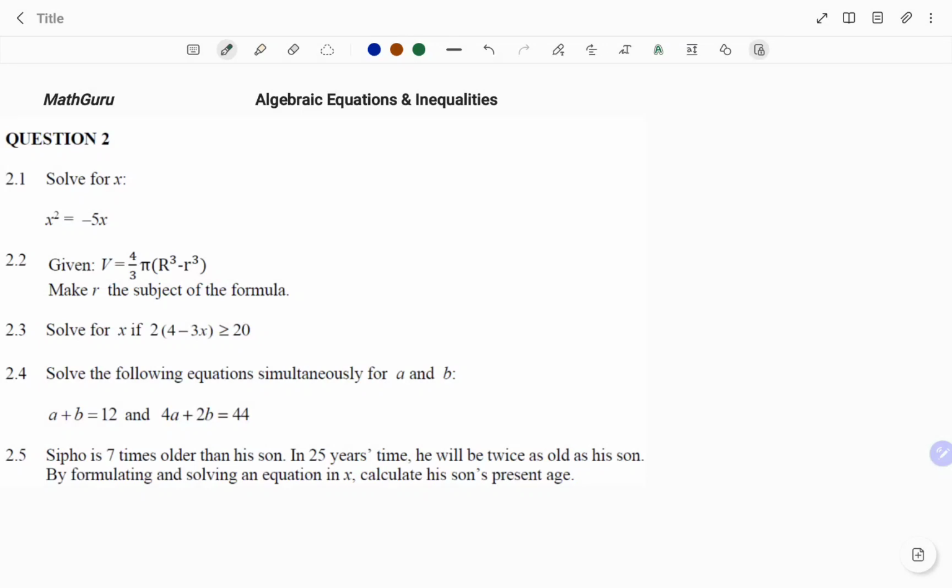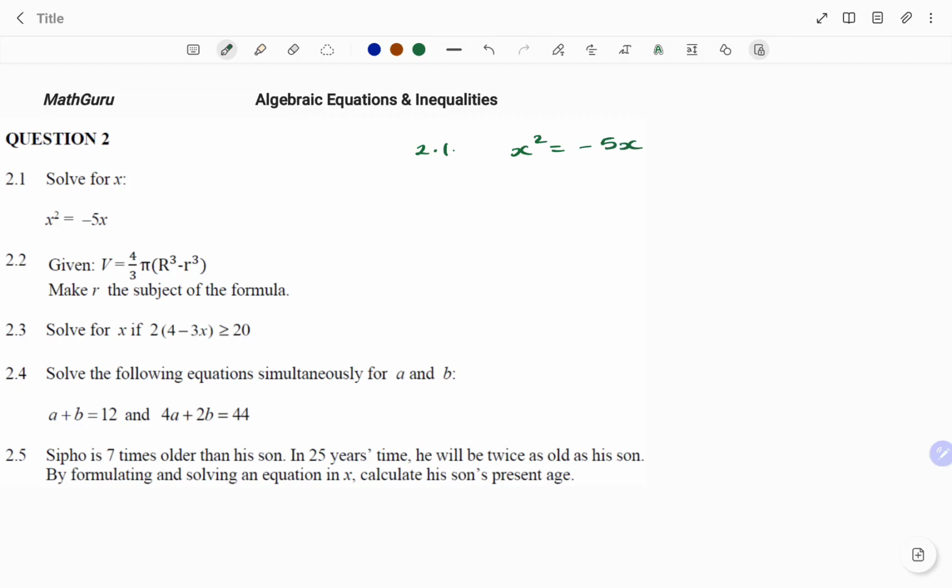In this video, I'm going to show you how to solve the following algebraic equations and inequalities. The first question says x squared equals minus 5x. We have to solve for x.